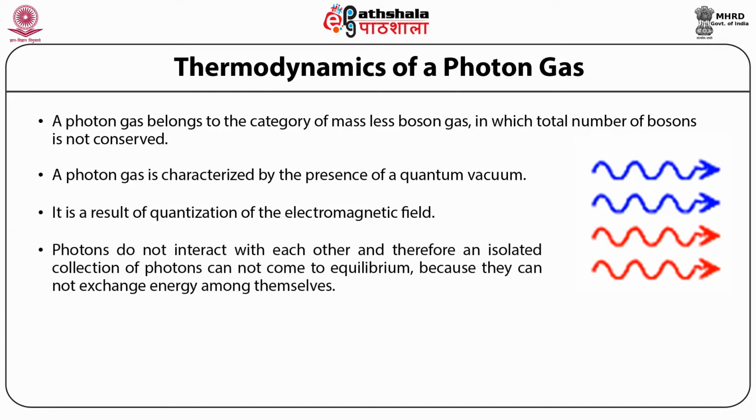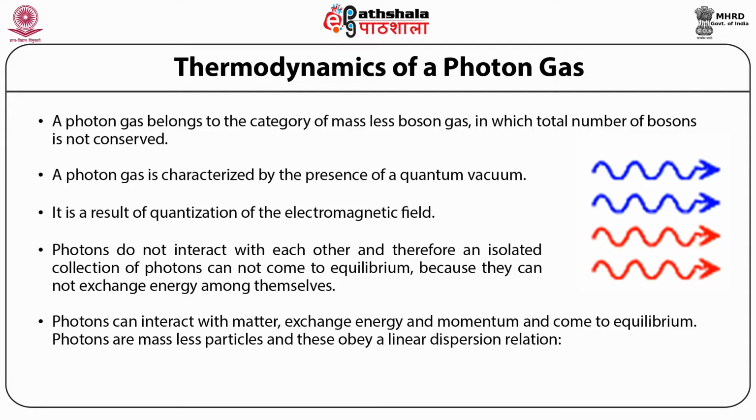Photons do not interact with each other, and therefore an isolated collection of photons cannot come to equilibrium because they cannot exchange energy among themselves. Photons can interact with matter, exchange energy and momentum, and come to equilibrium.